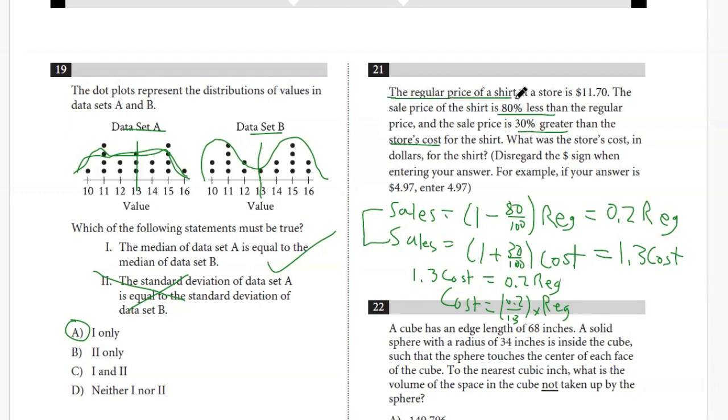We know that the regular price of a shirt is 11.7. So if you do 0.2 divided by 1.3 times 11.70, you're going to get 1.8 as your answer.